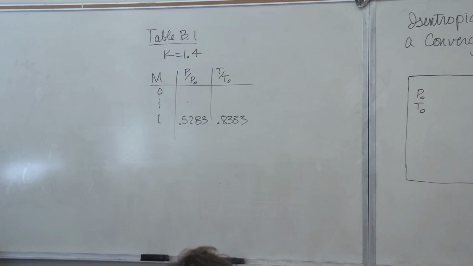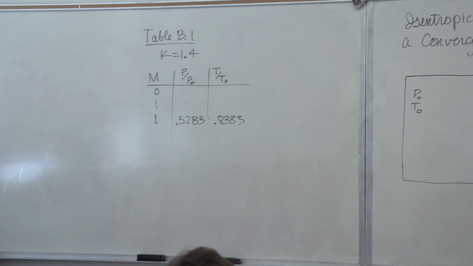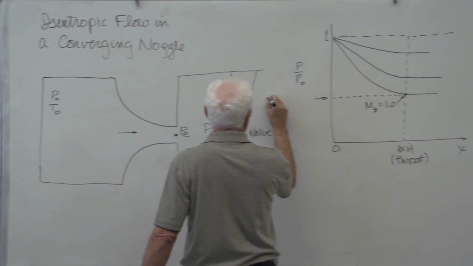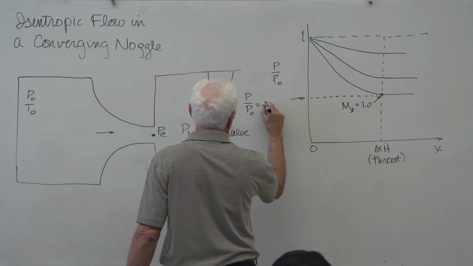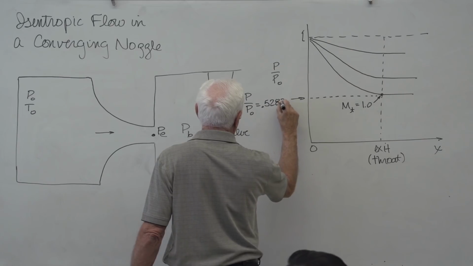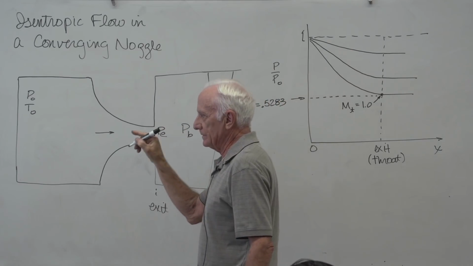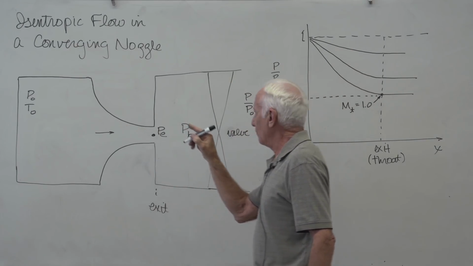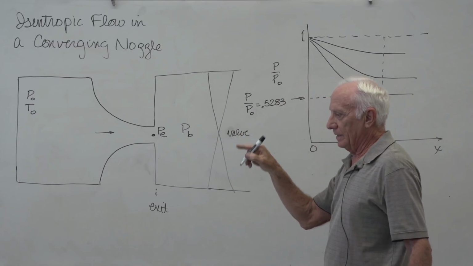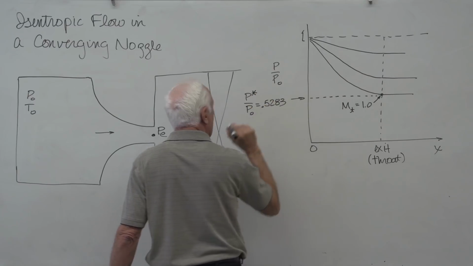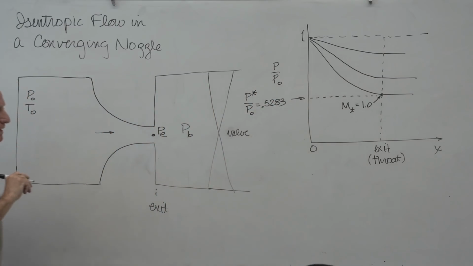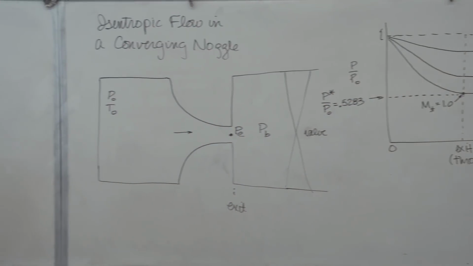When I first reach Mach 1, P over P naught is 0.5283. But what pressure is that? That's the pressure where the Mach number is 1. And how do we denote that? We put the little asterisk there. That's P star over P naught, the pressure where the Mach number is 1.